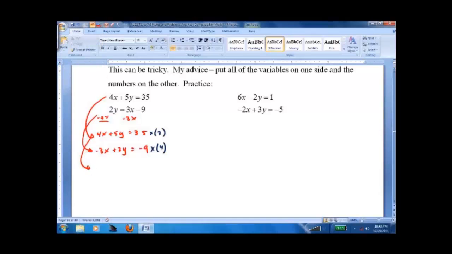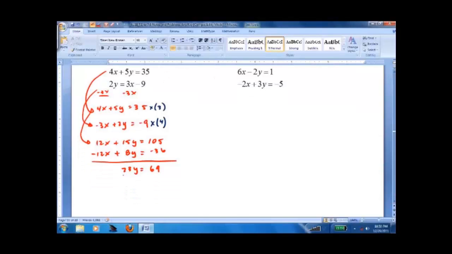When we do that, we get 12x plus 15y equals 105. This one we get -12x plus 8y equals -36. You know we did it right because the x's are going to cancel. 23y equals 69. Divide both sides by 23. Y equals 3. Seems like it took us a long time to get there.